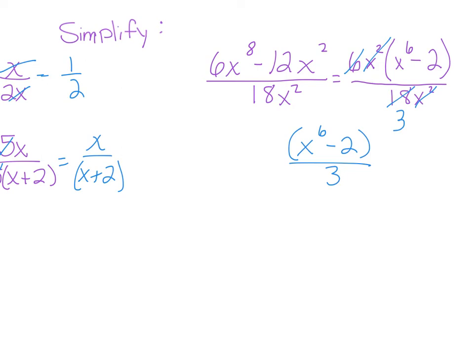The last one we're going to look at on this page looks like y over 7 minus y. For this one, you might be tempted to cross out those y's, but you cannot. We are actually done on this one. You cannot simplify that any further.